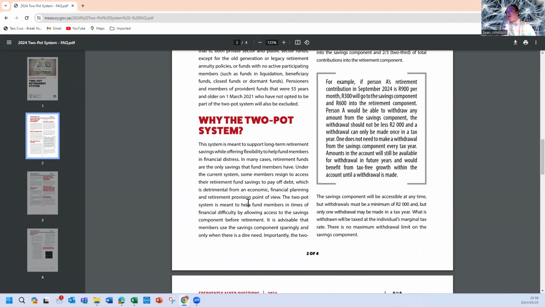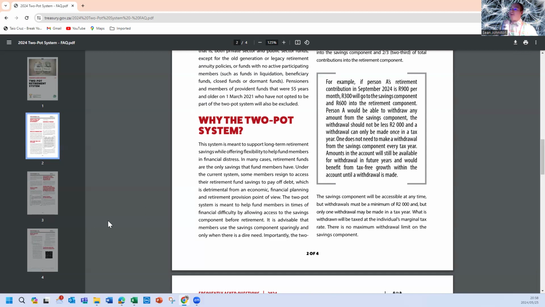Which is detrimental from an economic, financial planning, and retirement provision point of view. The two-part system is meant to help fund members in times of financial difficulty. Debatable, by allowing access to the savings component before retirement. Well, if you take money from your savings, you are taxed at your marginal tax rate. So it's advisable that members use the savings component sparingly and only when there's a dire need.